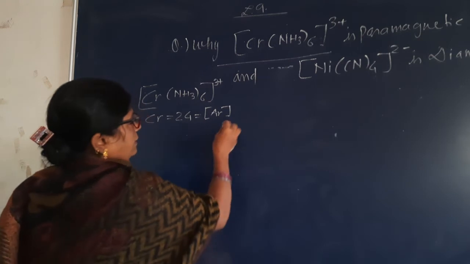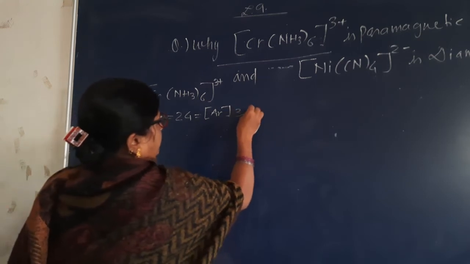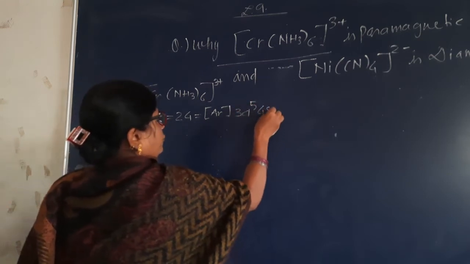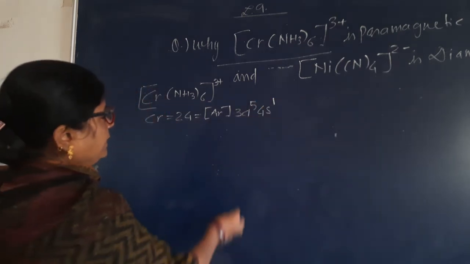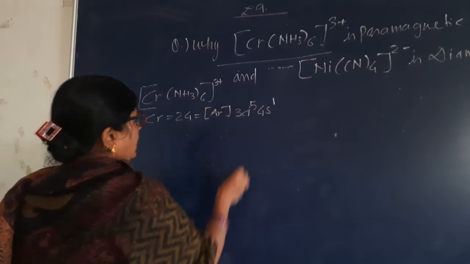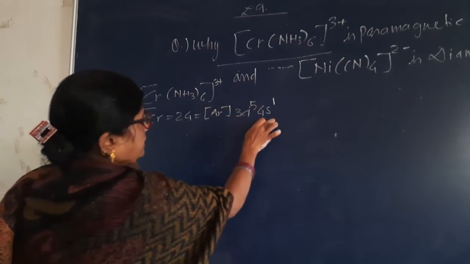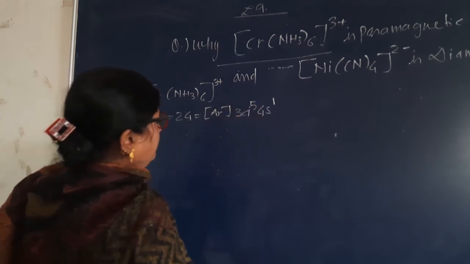Argon, then 3d5, 4s1. Do you remember, children? Half filled and completely filled, the orbitals make it more stable. So we used to write this as argon 18 and 1, 19, 5, 24. In this way we used to write.